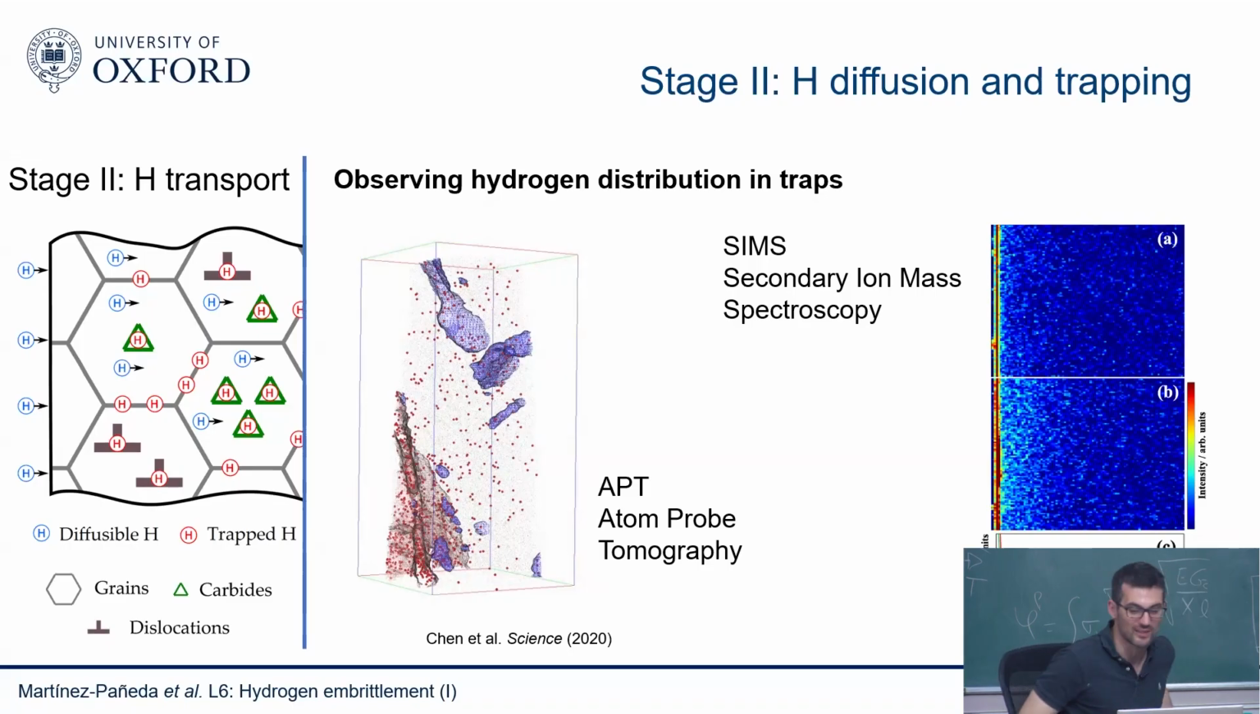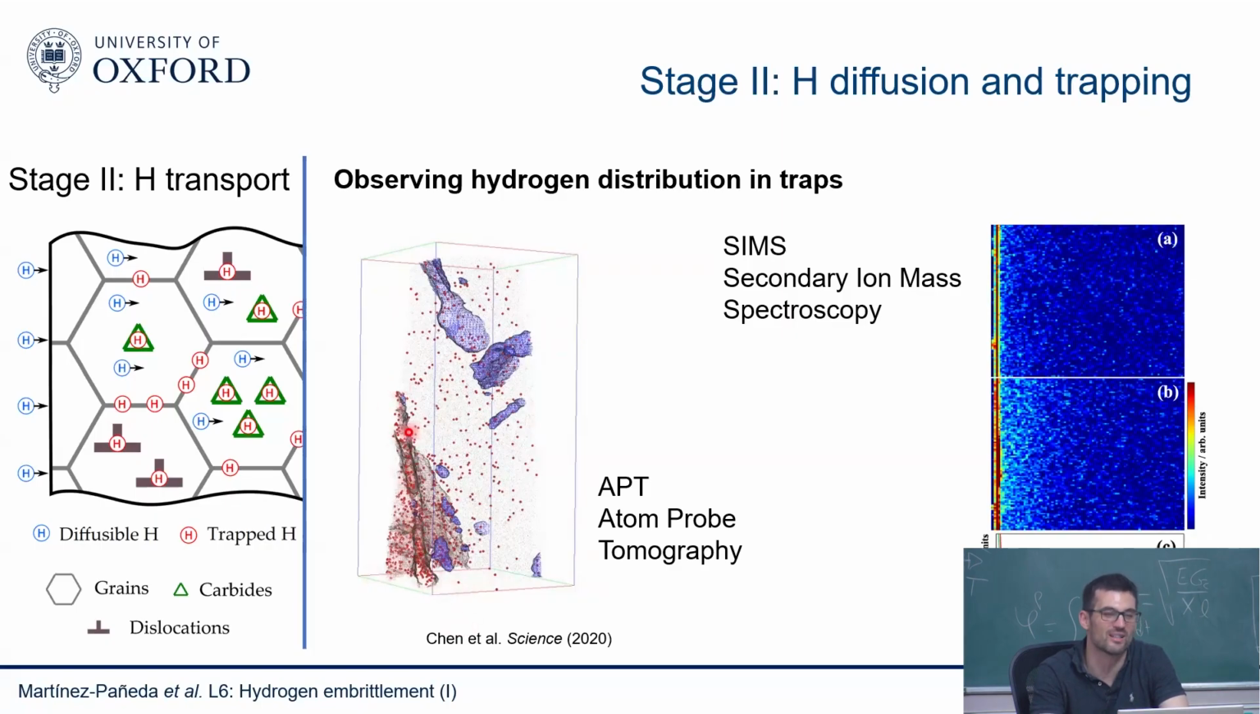But once you get the data, it's actually quite exciting because you can see the deuterium, which you can think of as hydrogen atoms, all these red dots. These are dislocations in blue. This is a grain boundary in red. And you can see how the hydrogen is really accumulating in that grain boundary significantly.